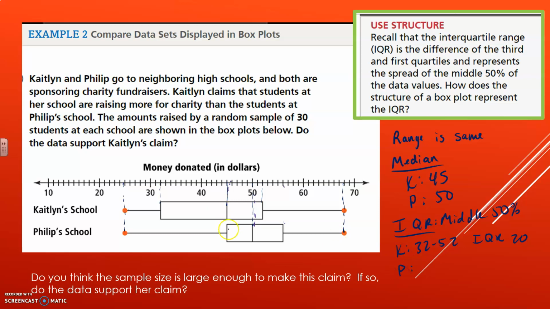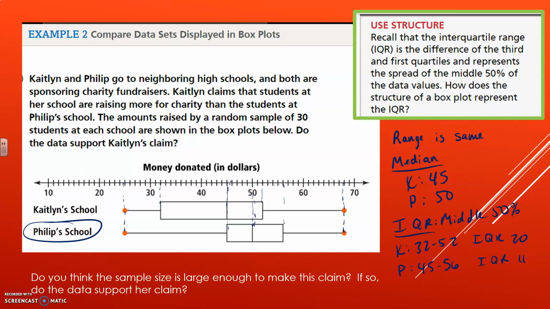So Philip's interquartile range goes from 45 up to 56, it looks like. So he's got an IQR of 11, which means that he actually has a smaller interquartile range, so less variability, but that less variability, the 50% of his sample size, is at higher numbers than Caitlin's. So it's for all of these reasons that I would argue that Philip's school actually did a better job of raising money. And those are some different things we can look at with box plots.